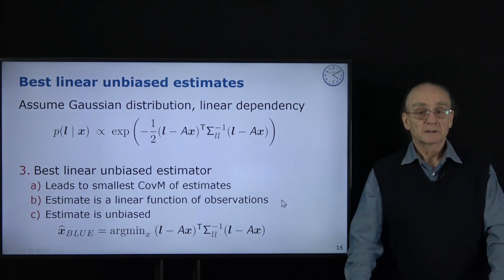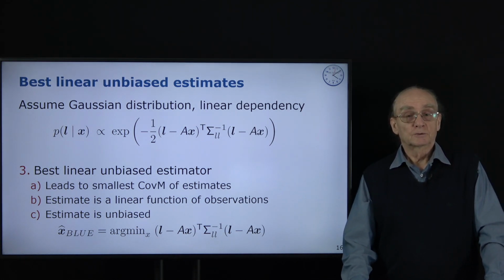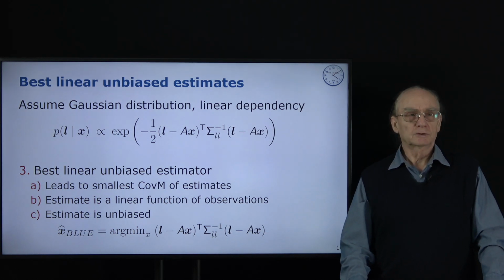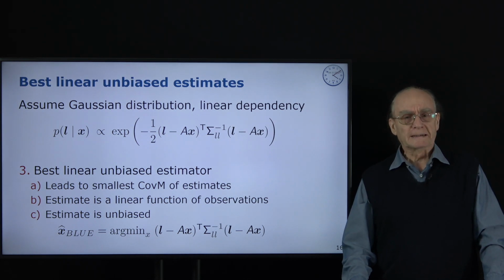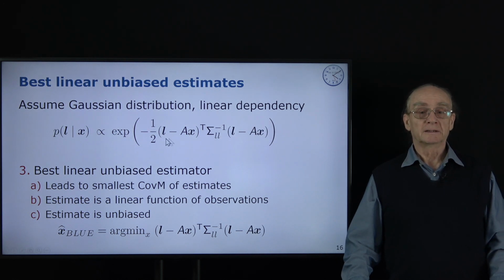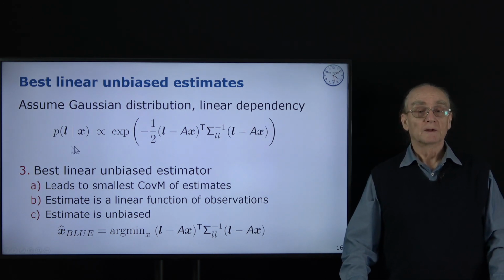Now, the third assumption is that our observations are Gaussian distributed, which is a reasonable assumption in many cases if you don't have outliers. And secondly, you assume that the relation between these observations and the parameters is a linear one. So you have a linear relation between L and X, and the difference between these two follows some Gaussian distribution, which I wrote down here. You see A needs to be given, X is unknown, and you need to know the covariance matrix of your observations.